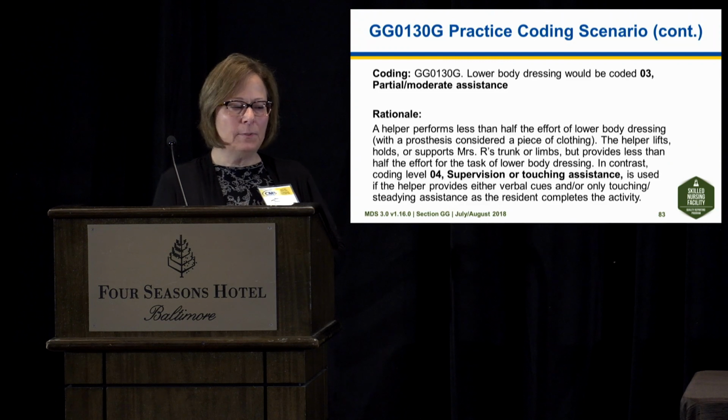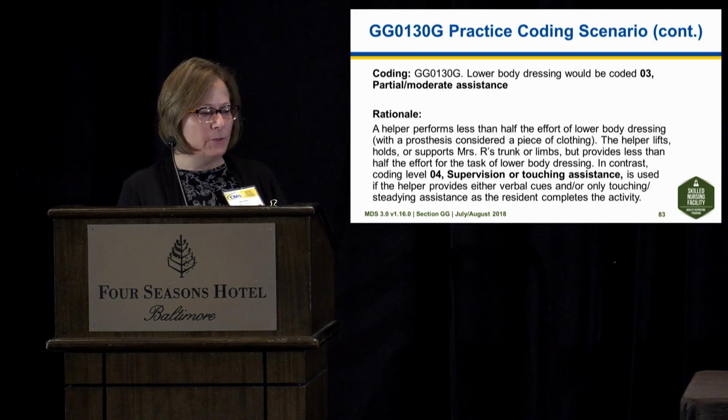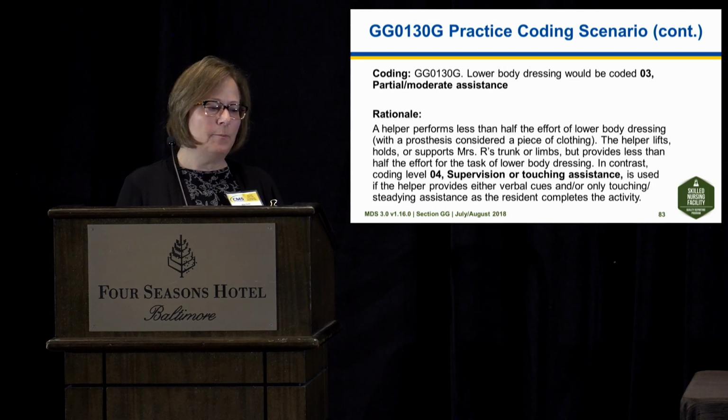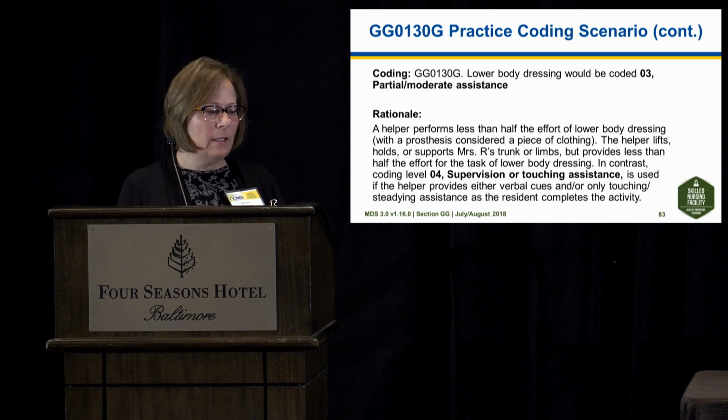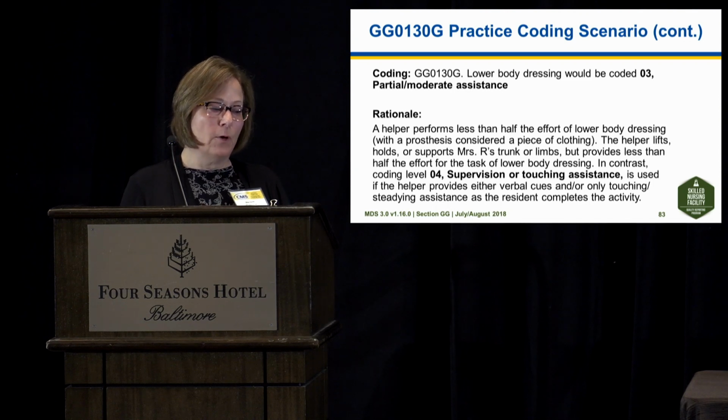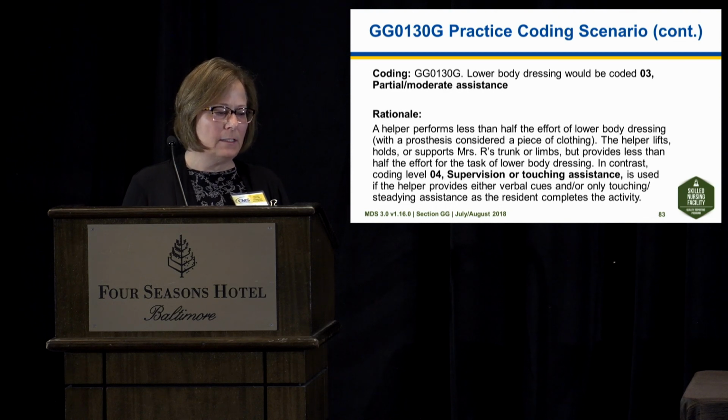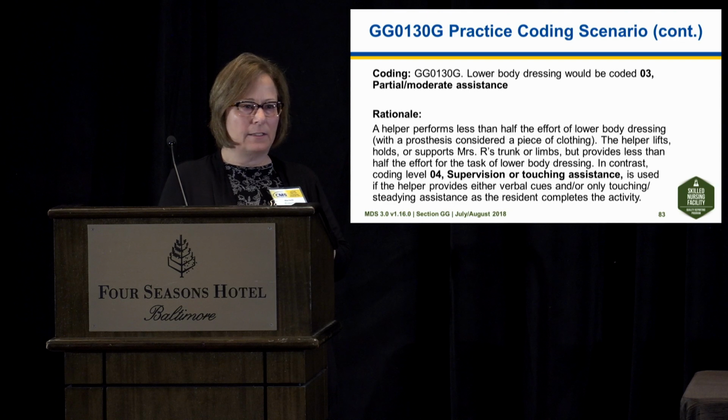And the helper performed less than half of the effort of lower body dressing with a prosthesis considered a piece of clothing. The helper lifts, holds, or supports Mrs. R's trunk or limbs, but provides less than half of the effort for the task of lower body dressing. In contrast, coding level 4, 04, supervision or touching assistance, is used if the helper would provide either verbal cues and/or touching, steadying assistance as the resident completes the activity.